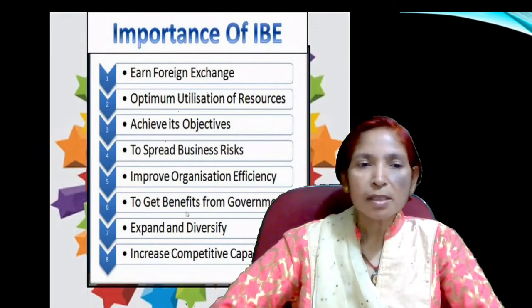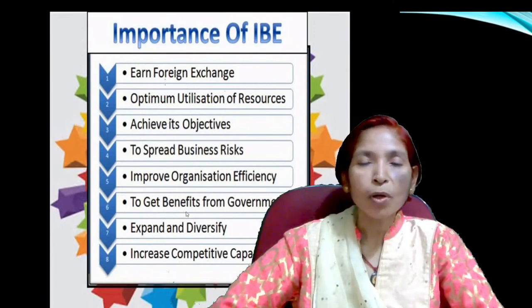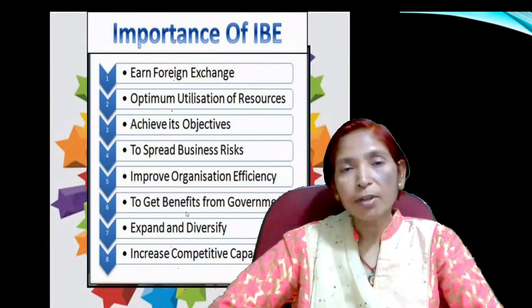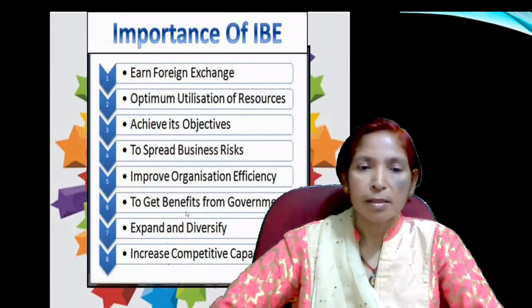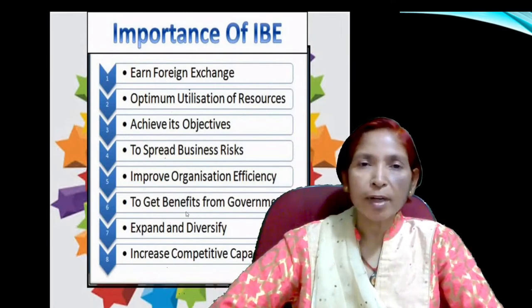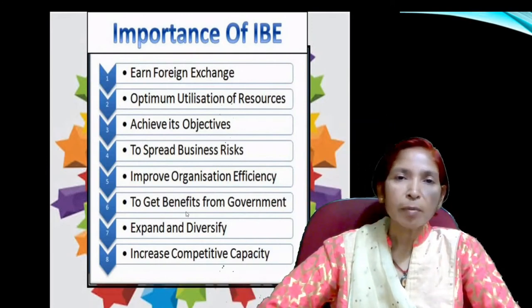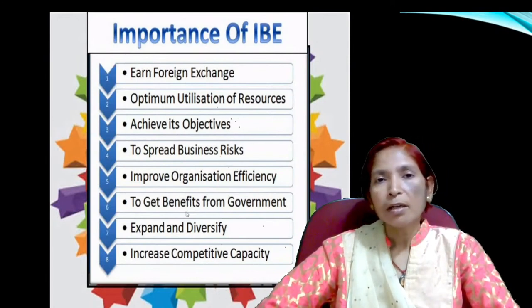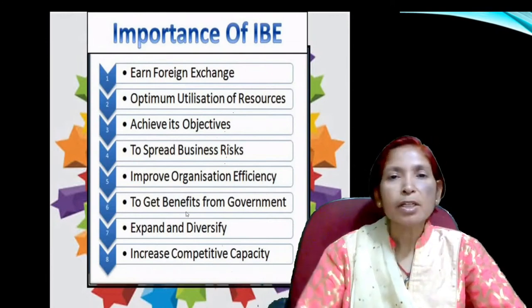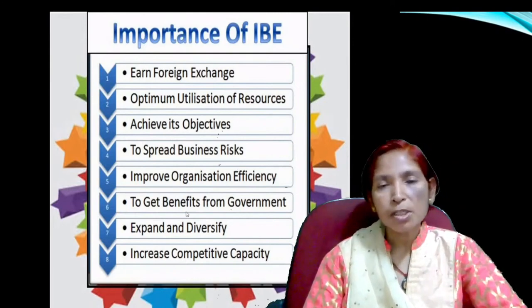And it reduces business risk and gives more benefit from risk-taking. If you are taking more risk, you can get more advantage by understanding this concept of the international business environment. It improves the efficiency of the organization and business enterprises. It will also help in getting benefits from government, because if we understand how the political environment affects business enterprises, then we can get more advantages from government. And we can expand our business and diversify our products all over the world, and it increases the competitive capacity of business enterprises. So the international business environment is very important for each and every economy, either capitalist, socialist, or mixed.